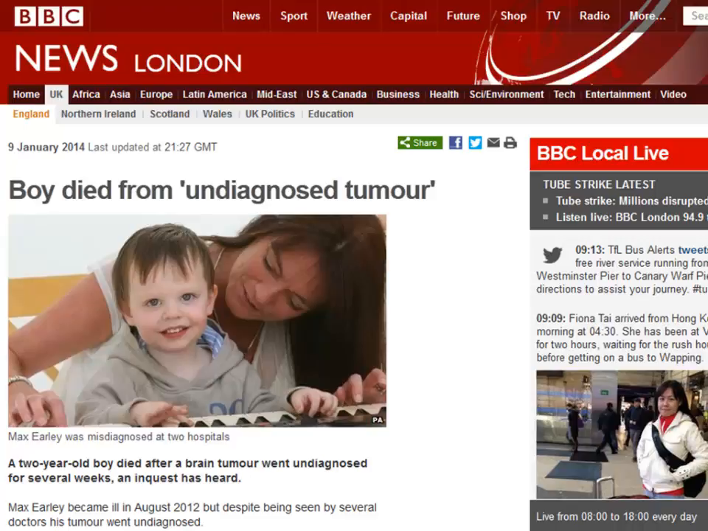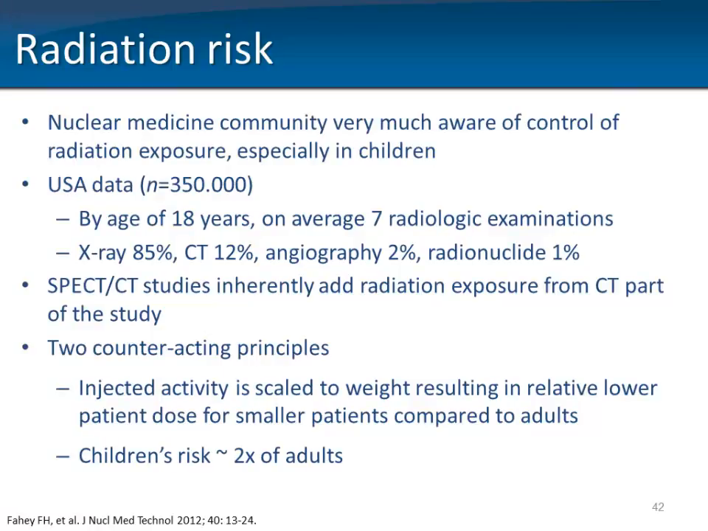So how do we balance these two conflicting principles? First of all, we should be aware, and I believe we are aware. Nuclear medicine is very much aware of control of radiation exposure, especially in children. If you look at some USA data from 350,000 children, you see that by the age of 18 years, these kids will have on average had 7 radiologic examinations. Now, luckily for nuclear medicine, 85% of them are X-rays and 12% are CT. You see that radionuclide imaging only represents 1% of these studies.